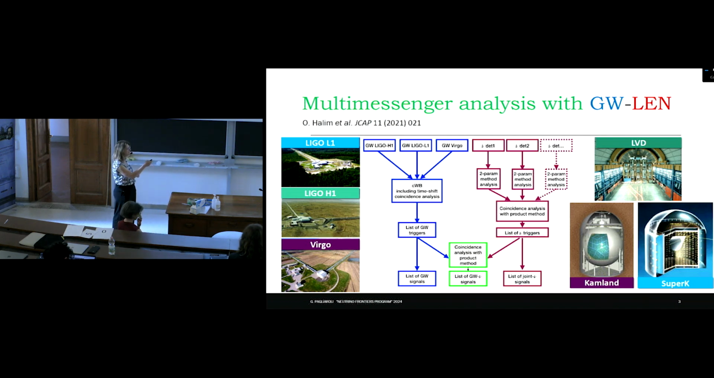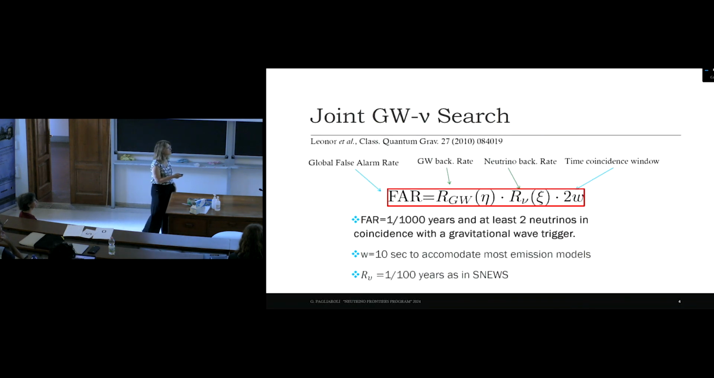And from this analysis of the gravitational wave side of this network, you will end up with a list of gravitational wave triggers. Then I will proceed with the neutrino side analysis, and also in this case you can combine different detectors in order to have at the end a list of neutrino triggers in coincidence inside the network. And then you look for temporal coincidences among the 2 messengers by assuming a temporal window. So let's see the assumptions in this case.